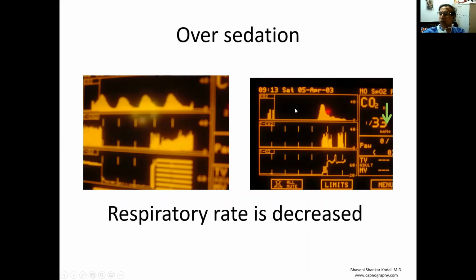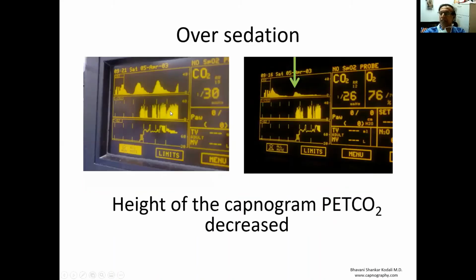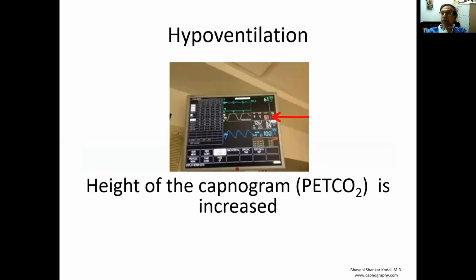be cautiously monitored. This is another example where this is the baseline capnogram, and during sedation, the height of the capnogram is decreased. This could be because of hypoventilation, or it could be because of respiratory obstruction, as I explained in the earlier slide. So this is a patient with sedation, and the end-tidal CO2 is 51. So the height of the capnogram here is increased, and probably it is because of hypoventilation.